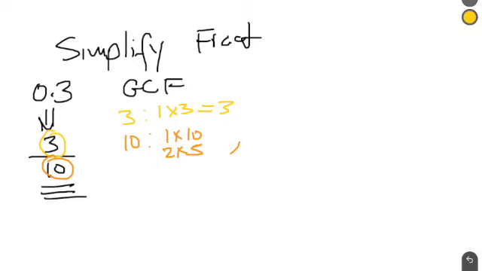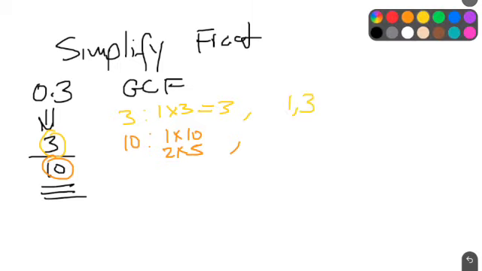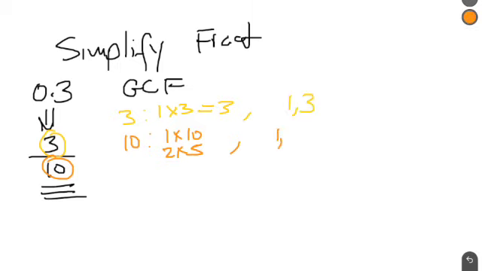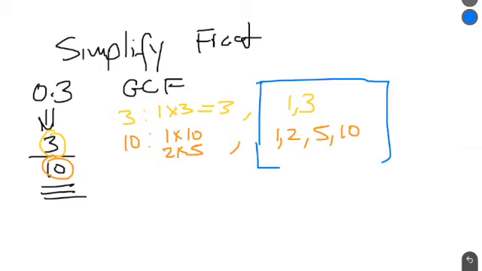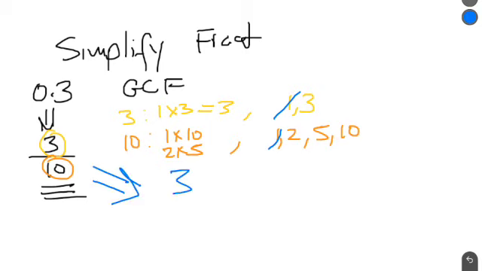And so all the factors of 3 are 1 and 3. All the factors of 10 are 1, 2, 5, and 10. Next, we want to circle all the numbers that are common between the 3 and the 10. We see that except for the 1, there are no other numbers that are common. So that means that 3/10 is in the simplest form.